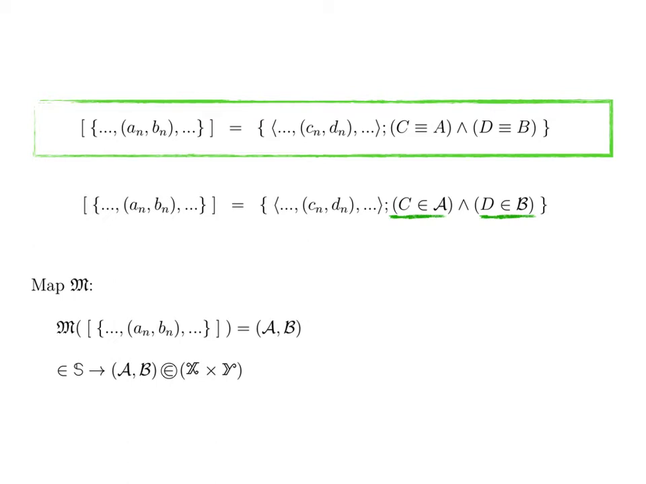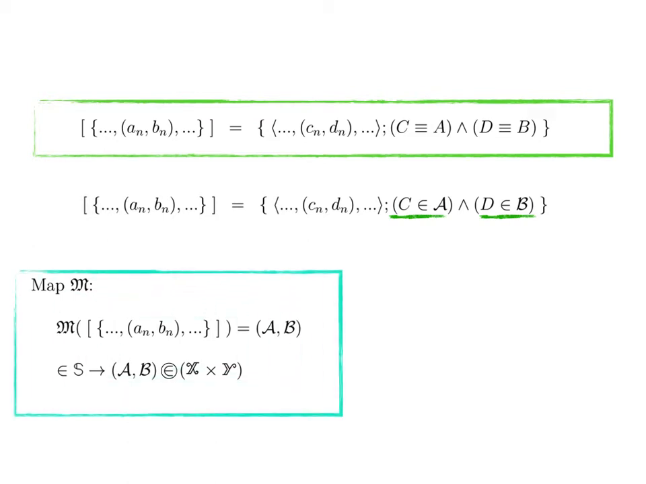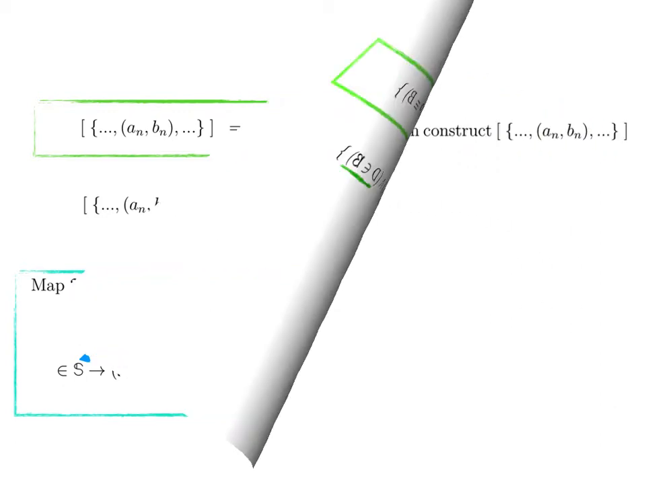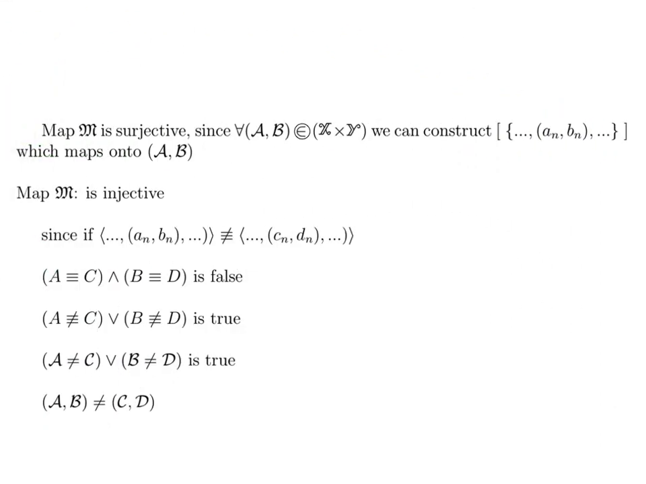Let me now define the map M, which takes equivalence classes of sequences of pairs, which are elements of the set S, and gives us pairs of hyperreal numbers A, B, which belong to the cross product of the two hypersets. We can easily show that the map M is surjective as well as injective. I'll let you look at those few lines if you need.